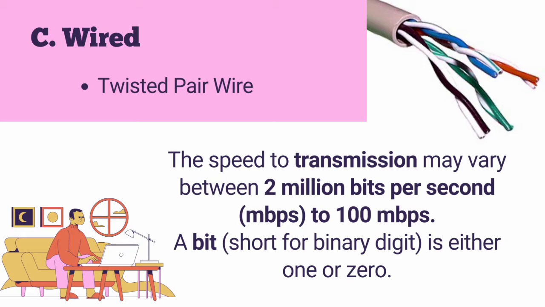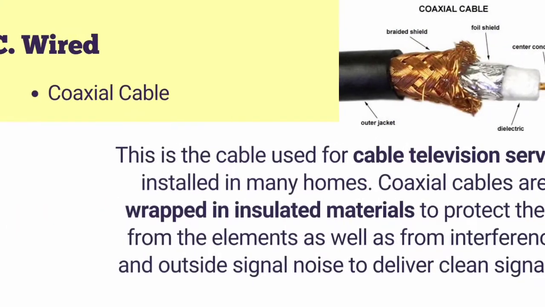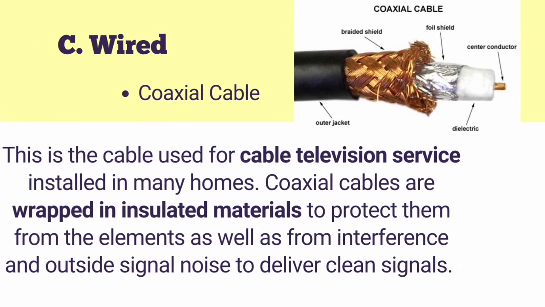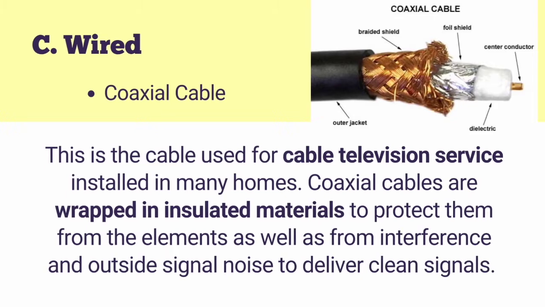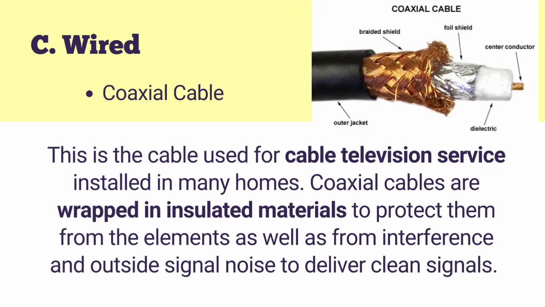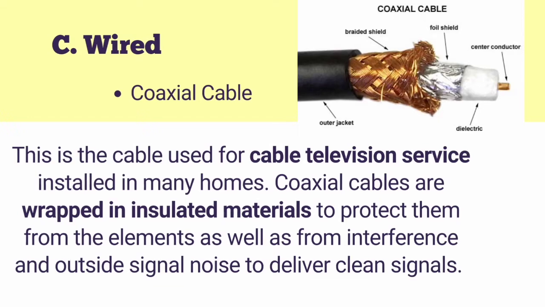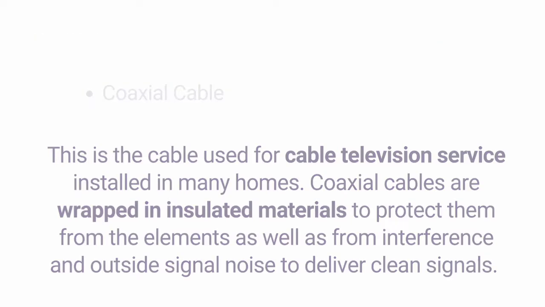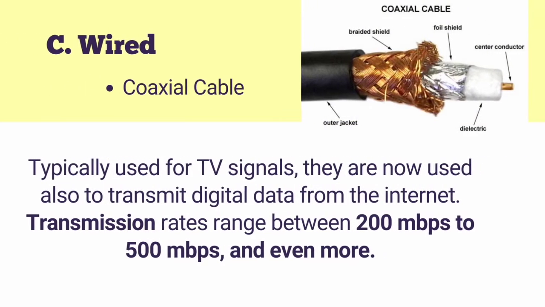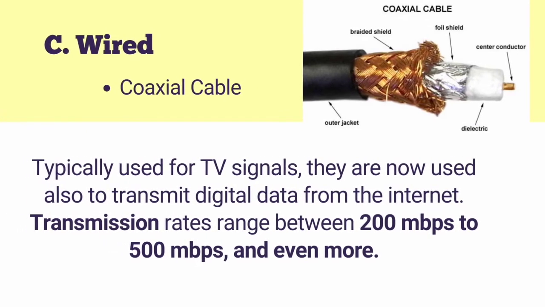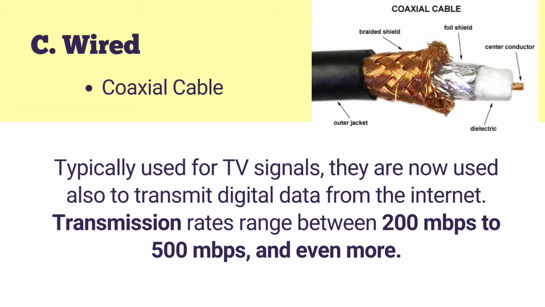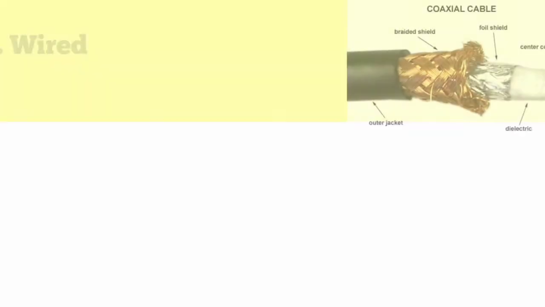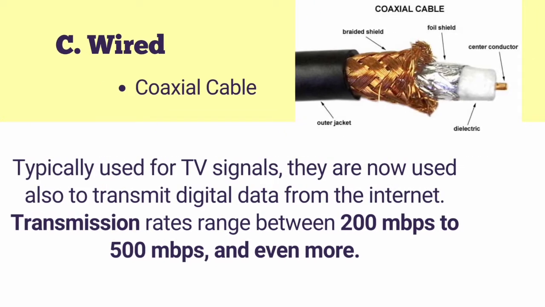Next we have the coaxial cable. This is the cable used for cable television service installed in many homes. Coaxial cables are wrapped in insulated materials to protect them from the elements as well as from interference and outside signal noise to deliver clean signals. Typically used for TV signals, they are now also used to transmit data from the internet. Transmission rates for coaxial cables range between 200 million bits per second to 500 million bits per second and even more.